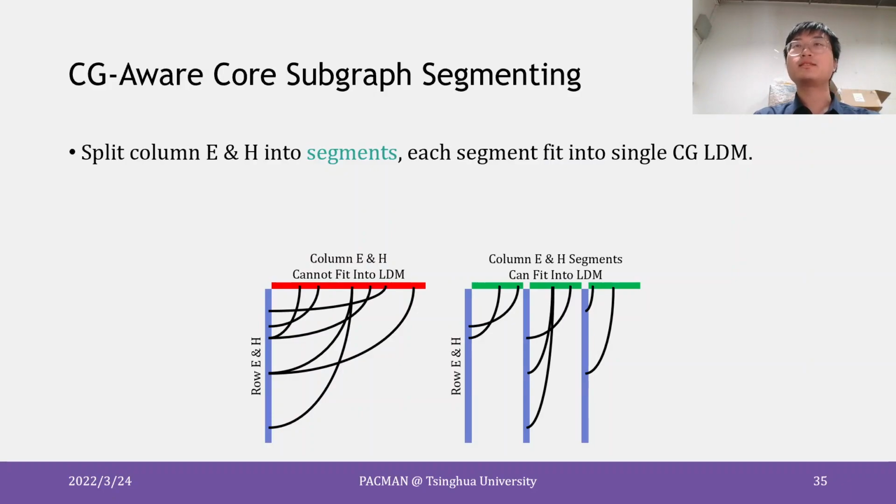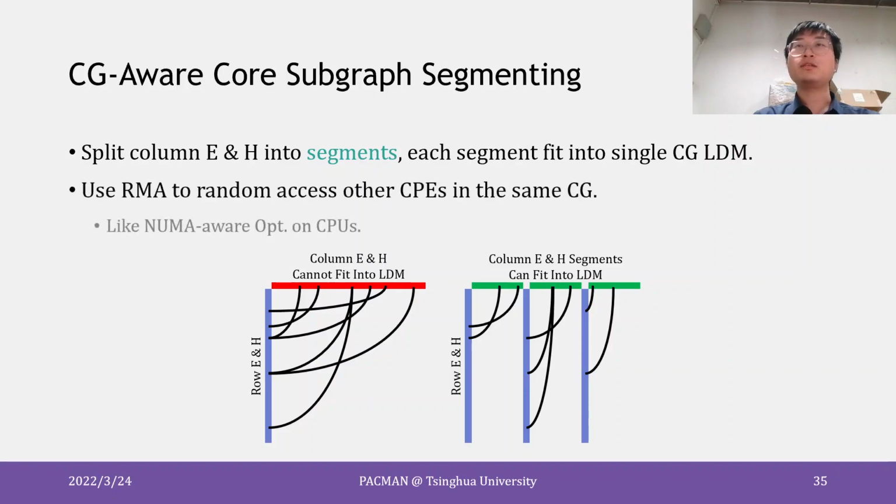We split the destination vertices into segments, such that each segment fits into the total LDM space of one CG. Given this, we can prefetch the segment into LDM cooperatively with the 64 CPEs. Then on each CPE, we use RMA to randomly access the in-segment vertices. This optimization is similar in spirit to NUMA-aware optimizations based on graph segmenting on CPU.